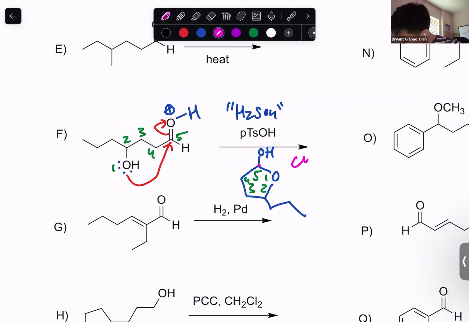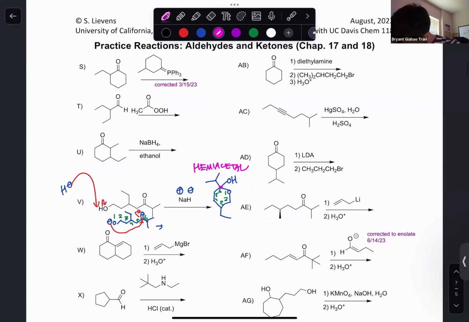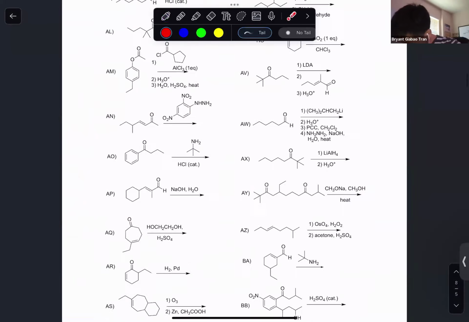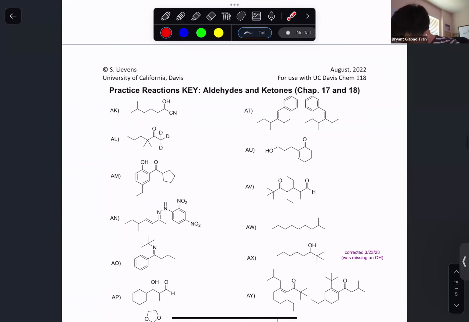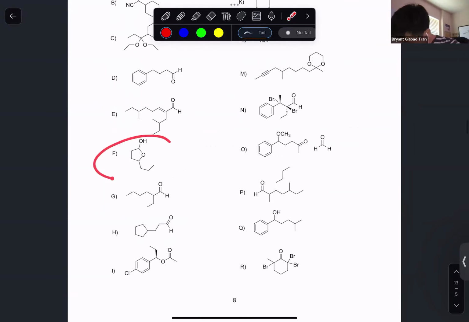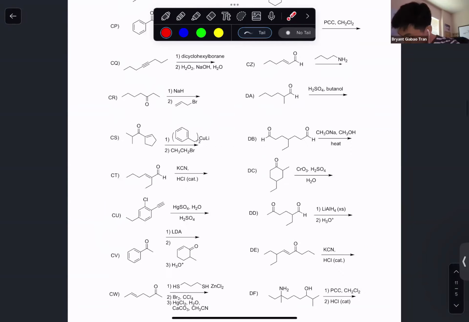But this is a cyclic hemiacetal, just like the other one. The other one was also a cyclic hemiacetal. V right here, cyclic hemiacetal. Let's double check the key for this. F. It is, yep, that hemiacetal right there, cyclic hemiacetal with the propyl group right there. Okay, next one.